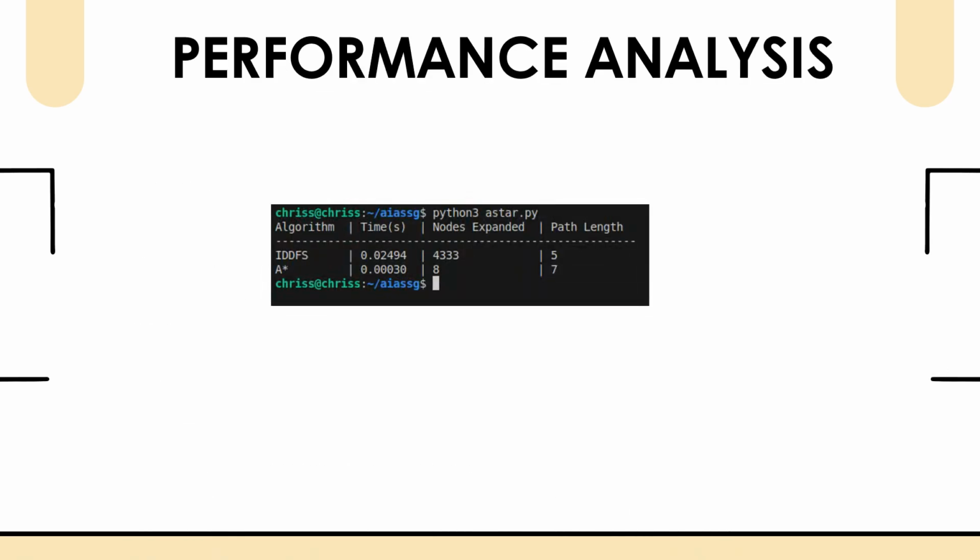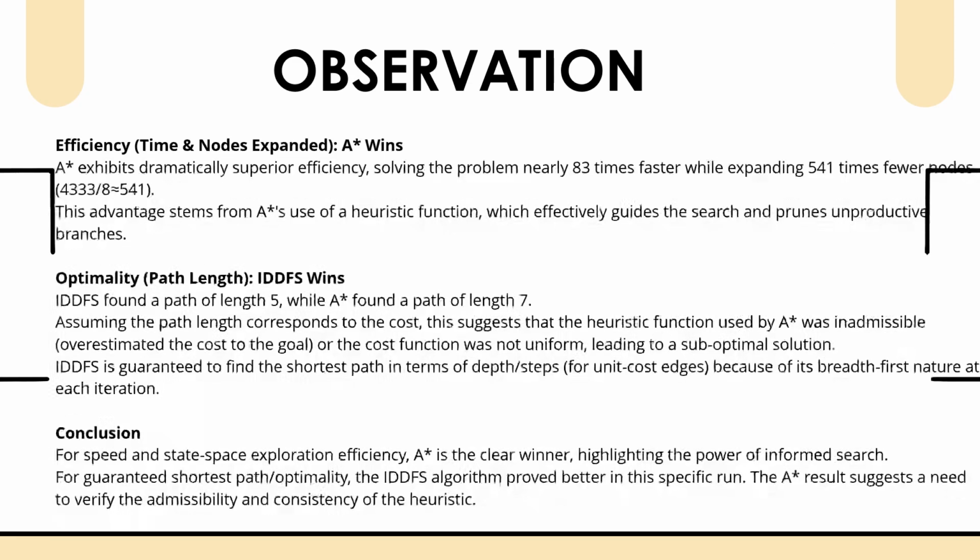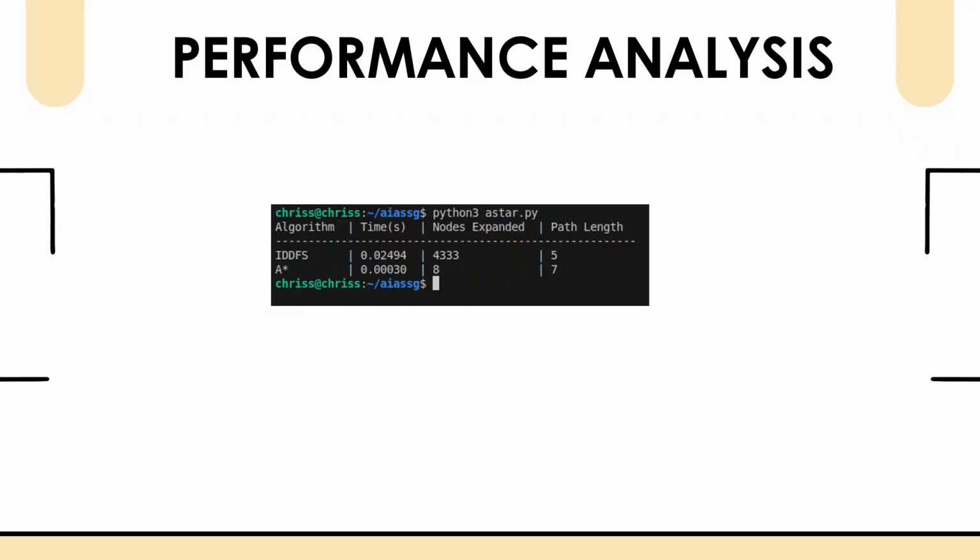Here is the performance analysis of our algorithms. We can see the time taken in seconds for IDFS and the A-star algorithm. We can see the nodes expanded. We can see the length of the path visited. So, going to the observation, efficiency: time and nodes expanded, A-star wins here. A-star exhibits dramatically superior efficiency, solving the problem nearly 83 times faster by expanding 541 times fewer nodes. We can see that here.